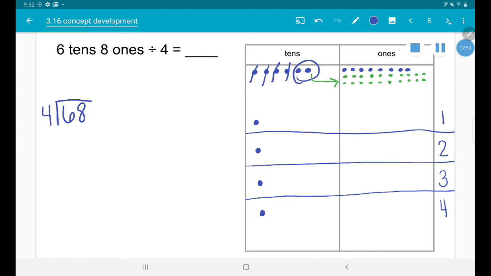Hold on just a minute. I want you to listen to my question. I started with 6 10s and I split them into 4 equal groups. How many did each group get? 1 10. Yes, you're exactly right. 1 10. So on our long division problem, let's put the 1 up above the 6.